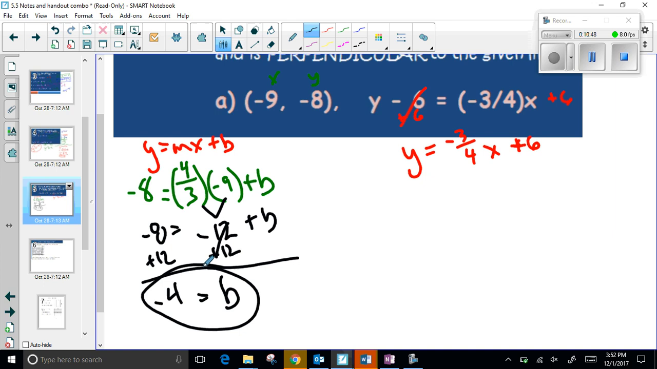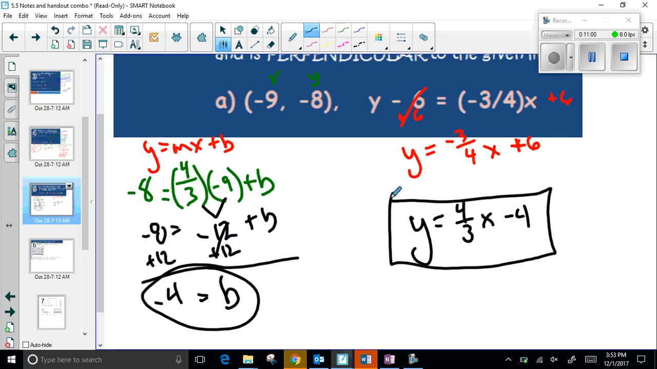All right, I've got my slope. I got my y-intercept. My equation that is perpendicular to this one should say y equals 4/3 x minus 4. Ta-da! Now that went kind of fast, and you'll be practicing this some more, but I wanted you to see the basics of this.